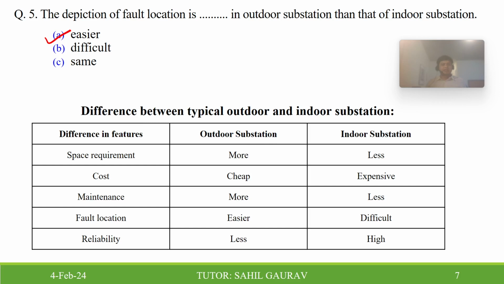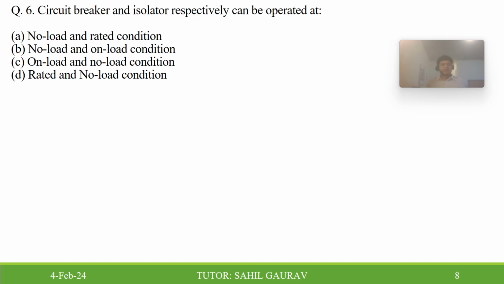So now let us come to the next problem. The next problem is that circuit breaker and isolator respectively can be operated, and the options are: A, no load and rated condition; B, no load and on load condition; C, on load and no load condition; D, rated and no load condition. So what should be the correct answer?